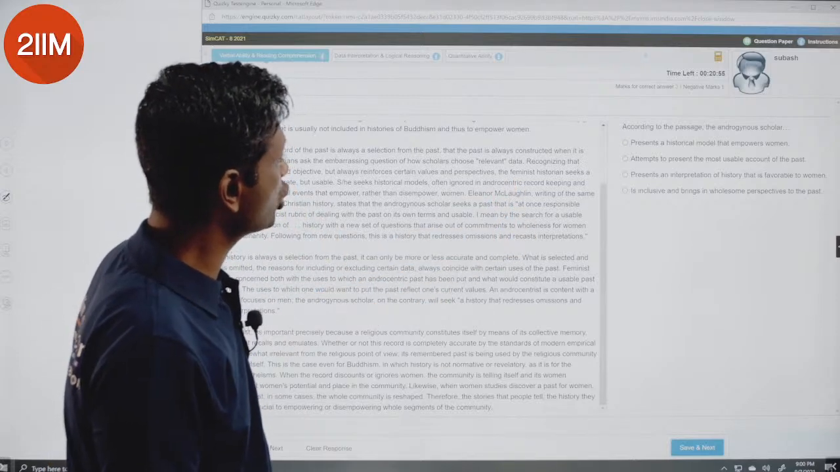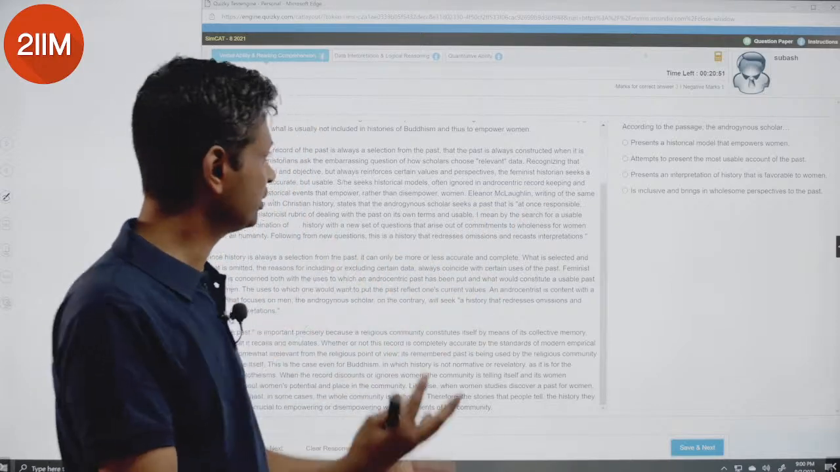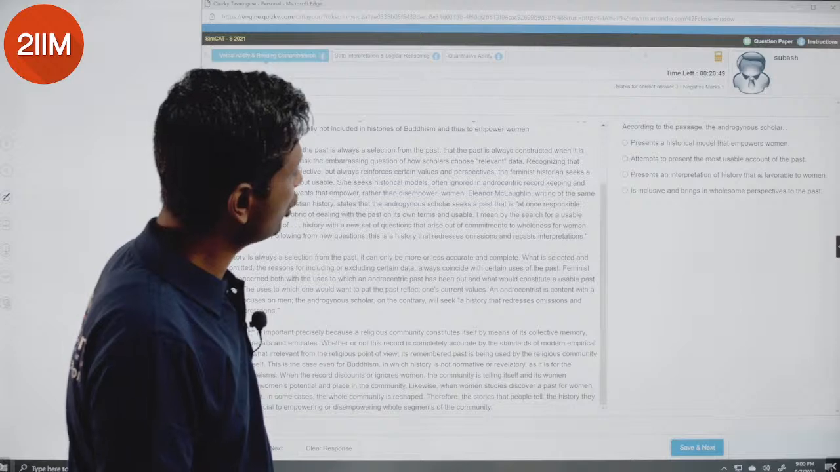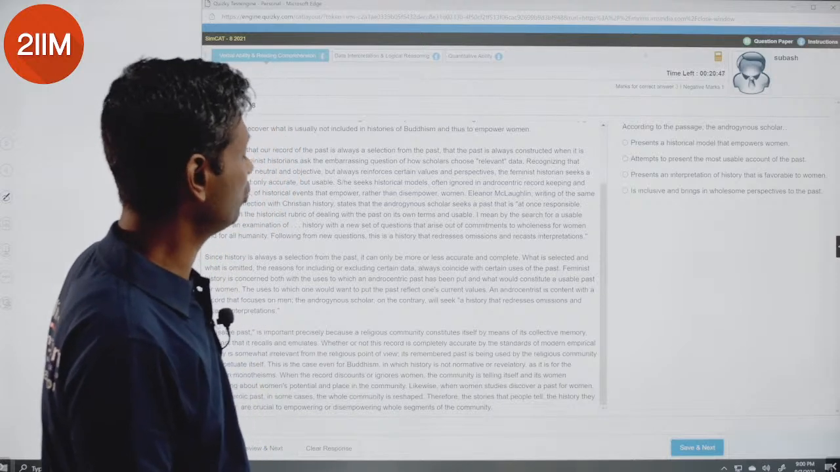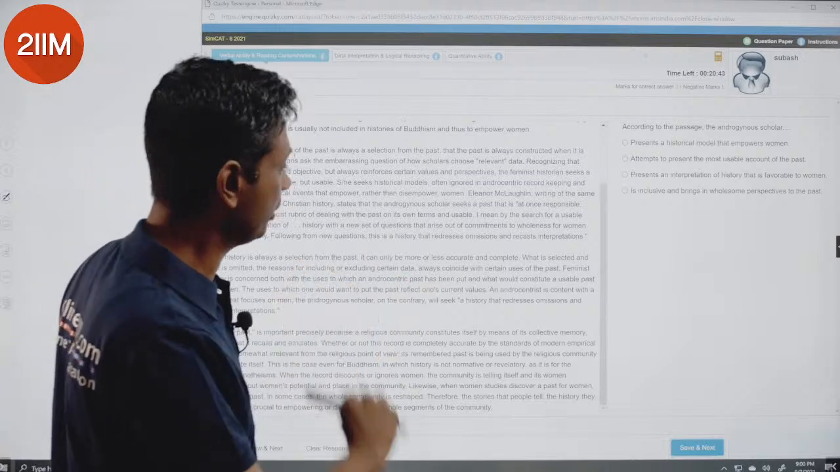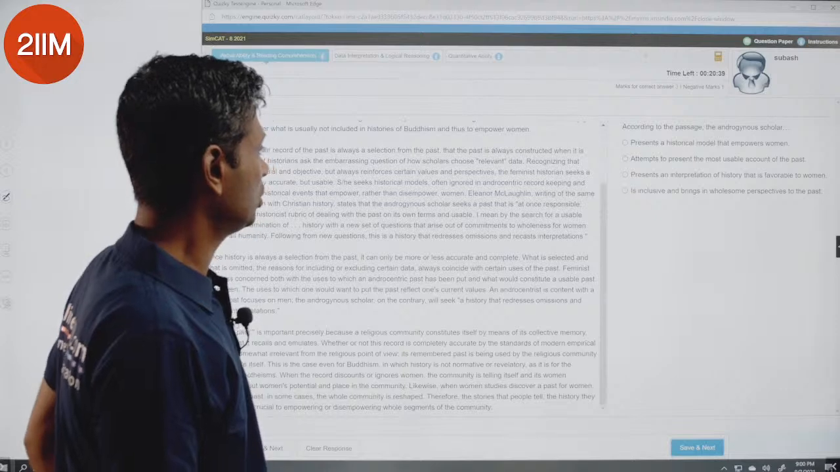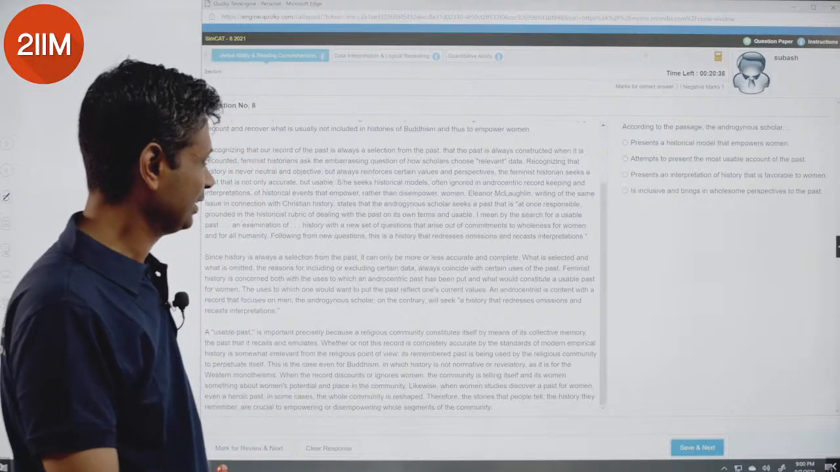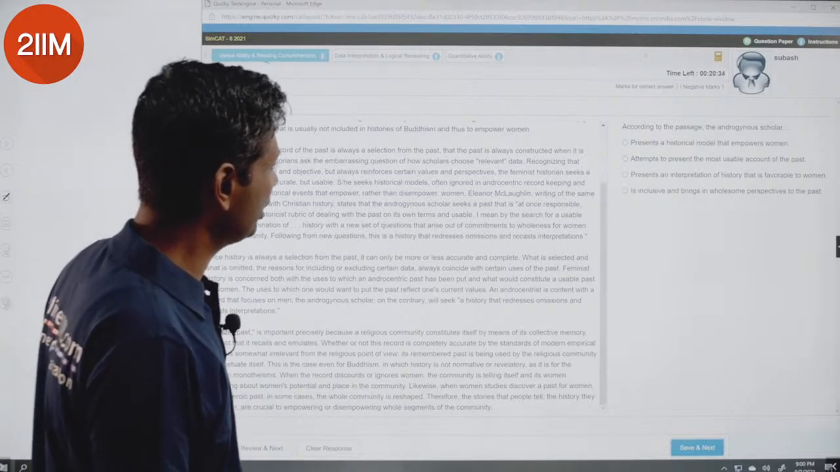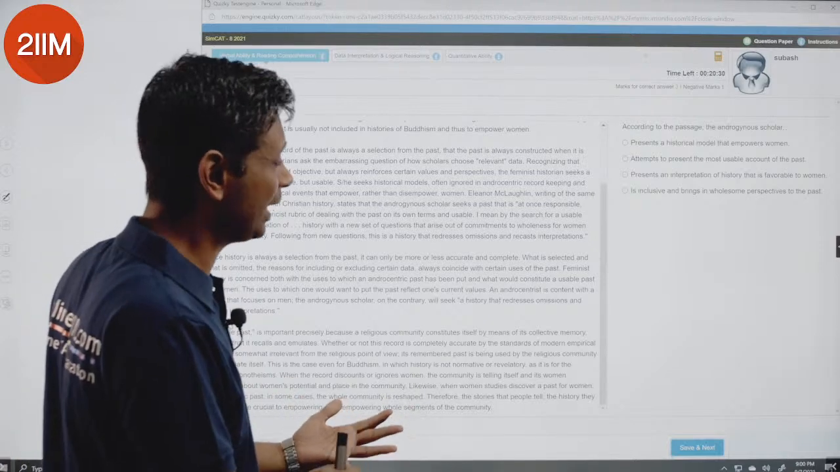Attempts to present the most usable account of the past. No, it has to be responsible and usable. It's a trade-off. Present an interpretation of history that is favorable to women. It redresses the balance. I don't think it is favorable to women. It's inclusive and brings in wholesome perspectives to the past. Androgynous is inclusive and brings wholesome perspectives. I don't know whether it is wholesome in any way.